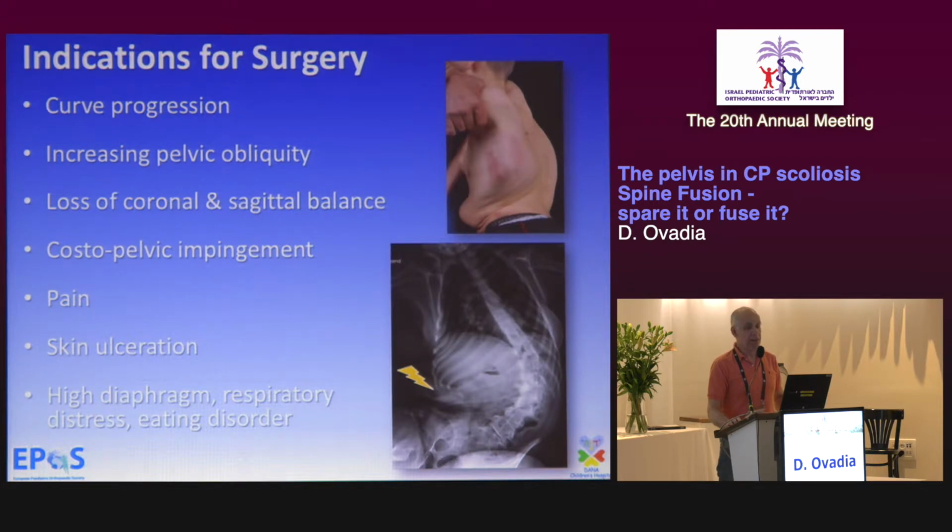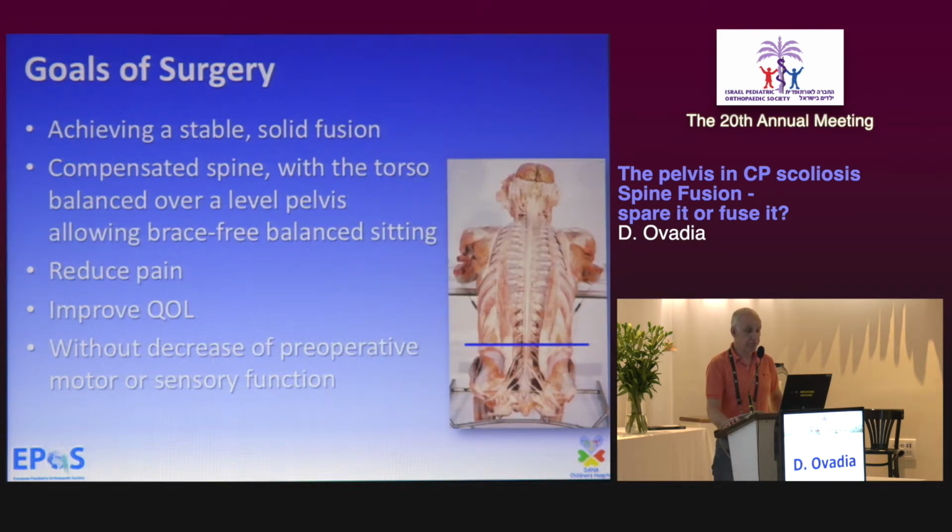So the indications for surgery in CP patients with scoliosis are to avoid curve progression, increasing pelvic obliquity, the loss of coronal and or sagittal balance, costopelvic impingement, as you can see on the picture below, causing pain, skin ulcerations, and high diaphragm and respiratory distress, and causing the patient even eating disorders.